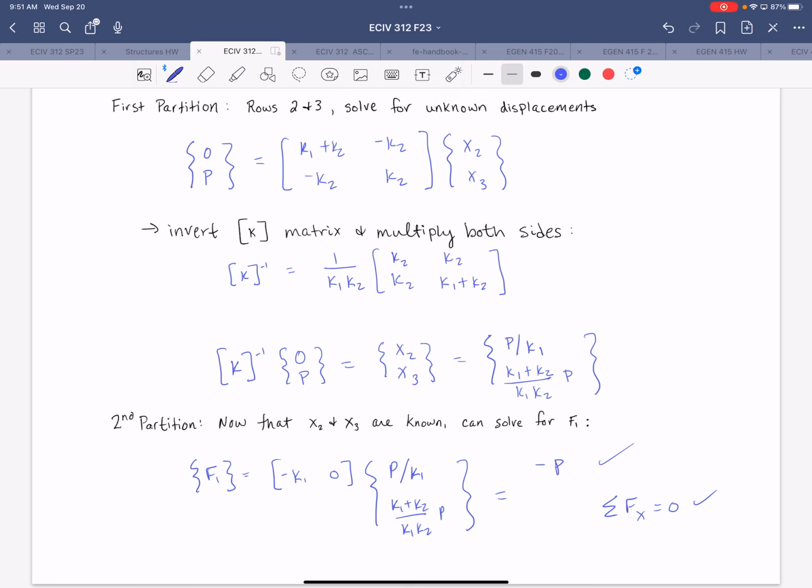Next time we'll start off by looking at an example that's exactly like the one we just did, but with axial bars. We'll talk about it a little bit, and then we'll look at a few other examples first, and then we'll move on to trusses.